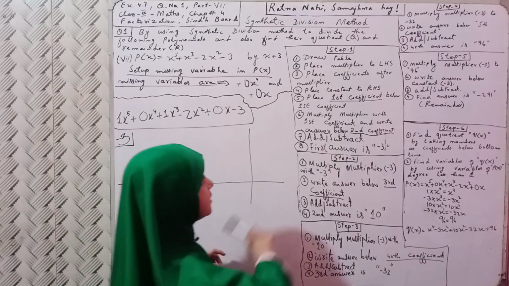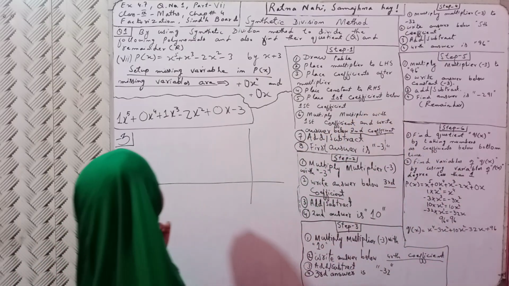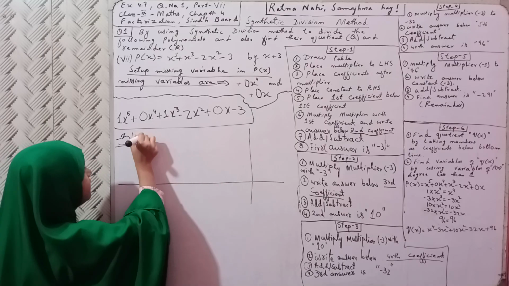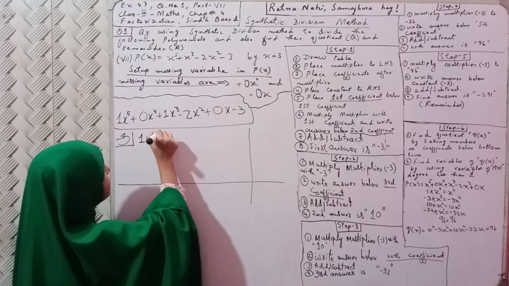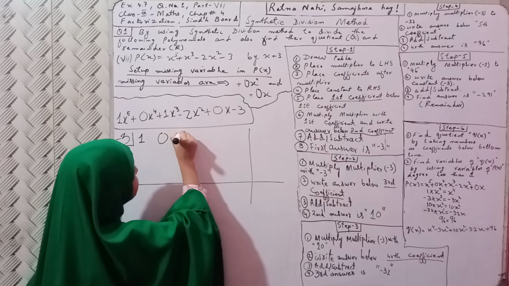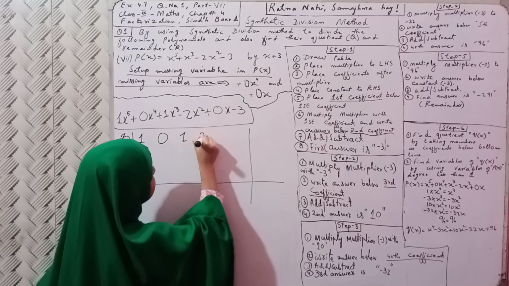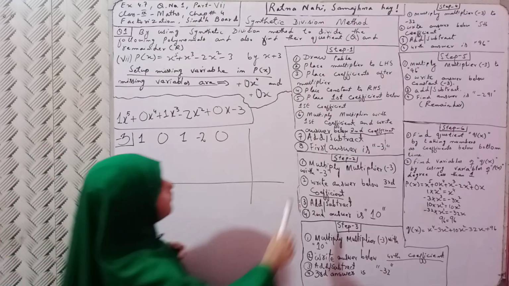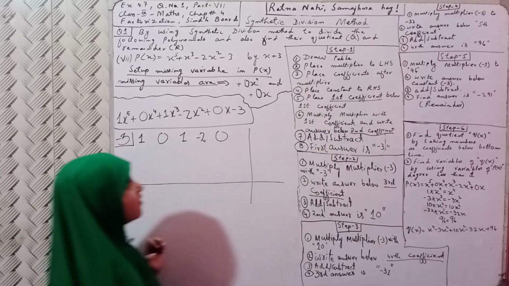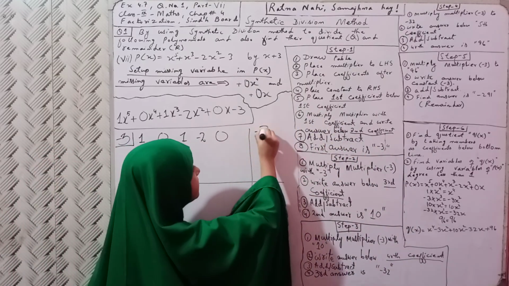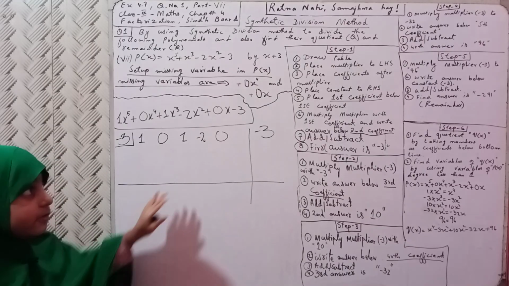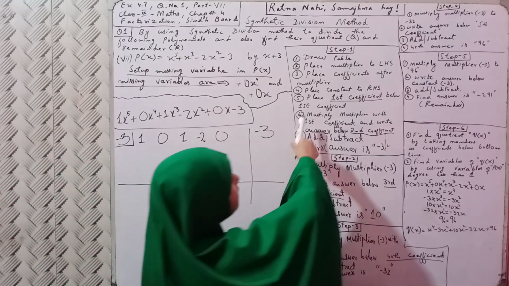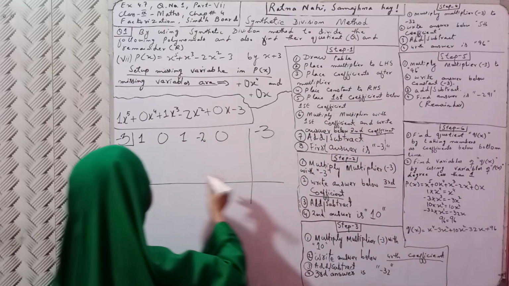So the second step is to place the coefficients after the multiplier. Here we have the coefficients: first coefficient 1, second 0, then again 1, then minus 2, then 0. Done this? Now place the constant on the right hand side, which will be minus 3. Now you understand what is coefficient and what is constant. Understood?